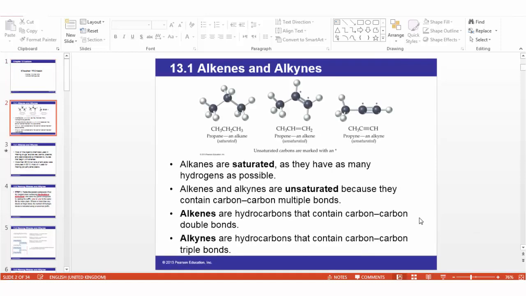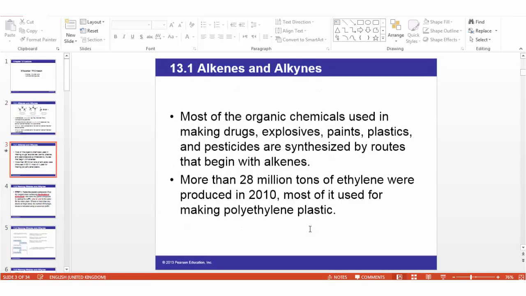Now, we studied alkanes in chapter 12 and we said that alkanes are saturated as they have as many hydrogens as possible, whereas alkenes and alkynes are unsaturated because they contain carbon-carbon multiple bonds. Alkenes are hydrocarbons that contain carbon-carbon double bonds, and alkynes are hydrocarbons that contain carbon-carbon triple bonds.